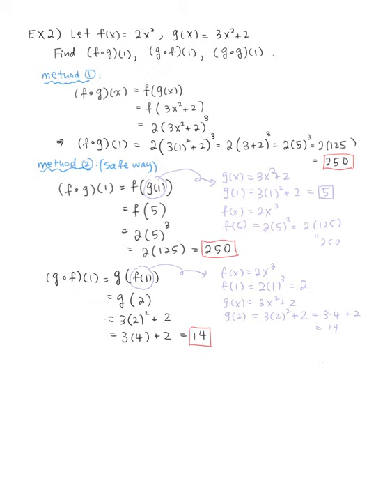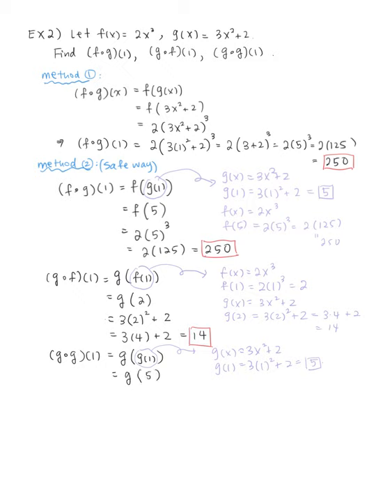Okay, now let's try g of 1. Again, I'm going to try to do this the safe way. g of 1, let me rewrite. So this is g of 1. I know that we already computed g of 1 earlier, but let me just do it again, just in case you missed it. Our g of x is 3x squared plus 2. So g of 1 is 3 times 1 squared plus 2, which is 5. Okay, so now I'm going to replace our g of 1 with 5.